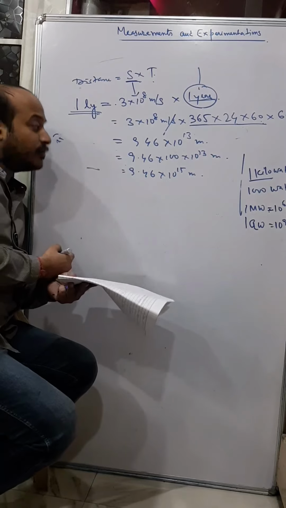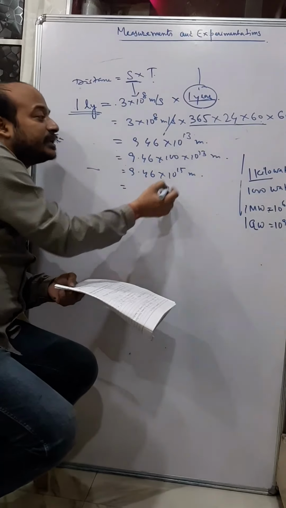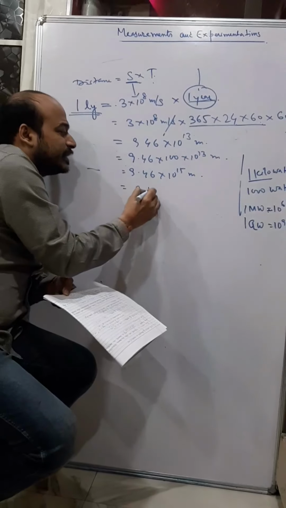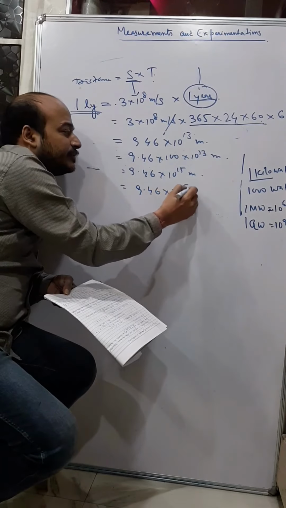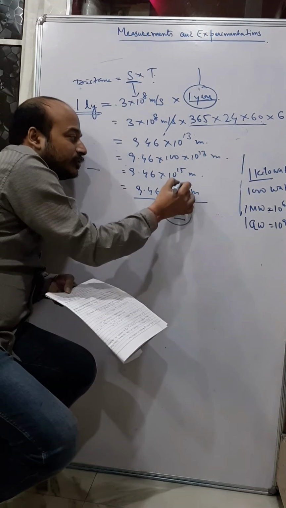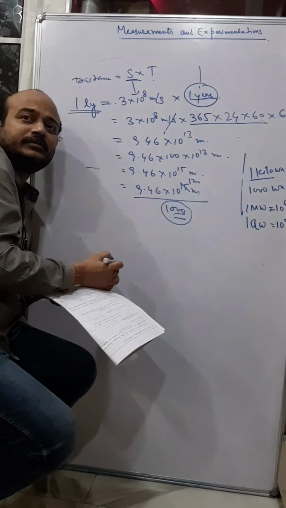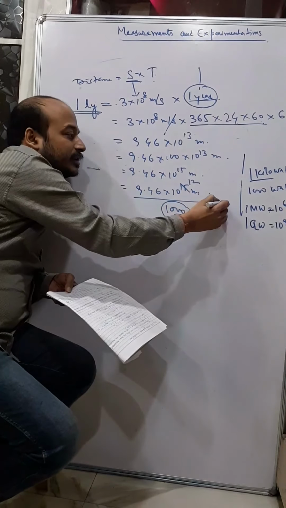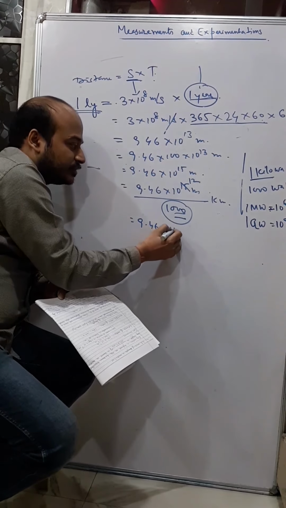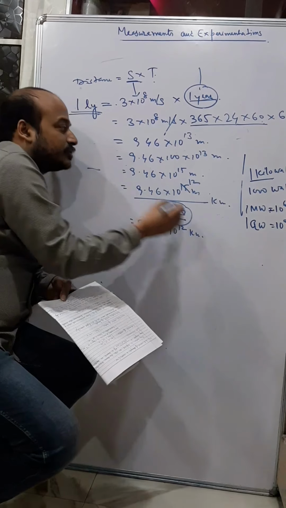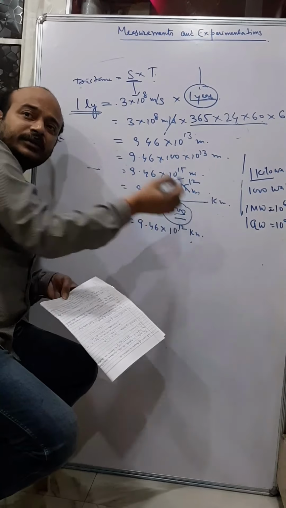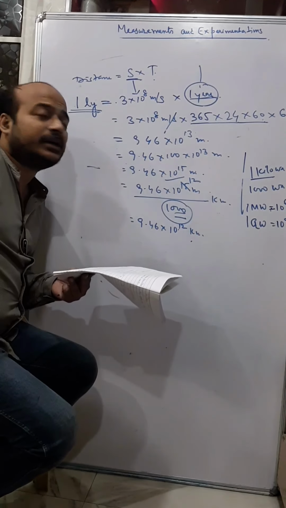Understand? And now if I want to convert this into kilometer, meter to kilometer you have to divide by 1000. And divide by 1000 means 9.46 into 10 to the power 15 meter, and when I divide by 1000, this 10 to the power 3 will cancel and that becomes that much kilometer. So finally I can say it is 9.46 into 10 to the power 12 kilometers. So it is 10 to the power 15 meter or 10 to the power 12 kilometers. So this is the value of 1 light year.